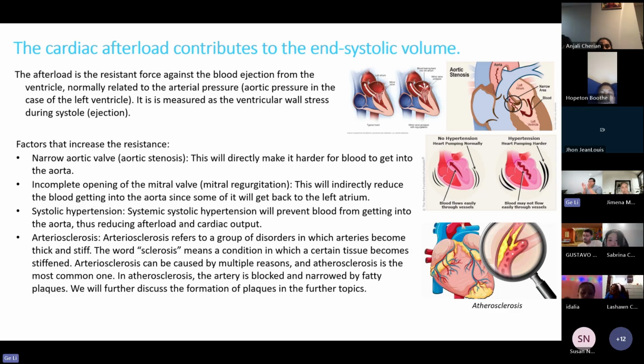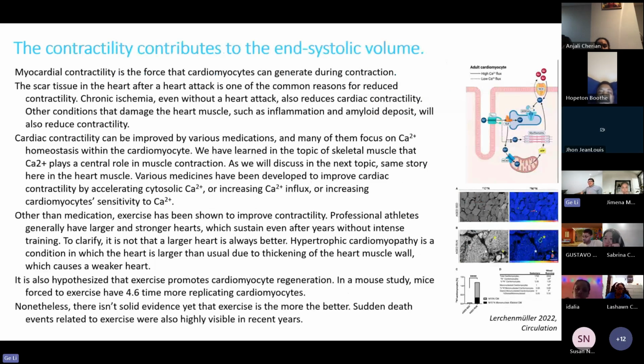In some cases, atherosclerosis not only makes it harder, sometimes it makes it even impossible. That's when a heart attack happens. A heart attack happens when atherosclerosis completely blocks some of the arteries and the blood cannot go through, and people will feel a strong pain because of the lack of oxygen there. So if we can remember the four things that contribute to the increase of the afterload, that would be great. And then lastly, the contractility.